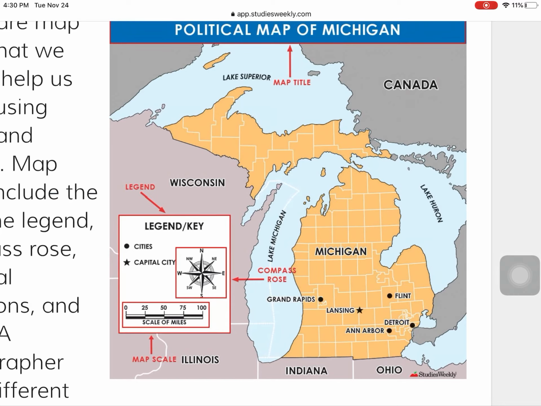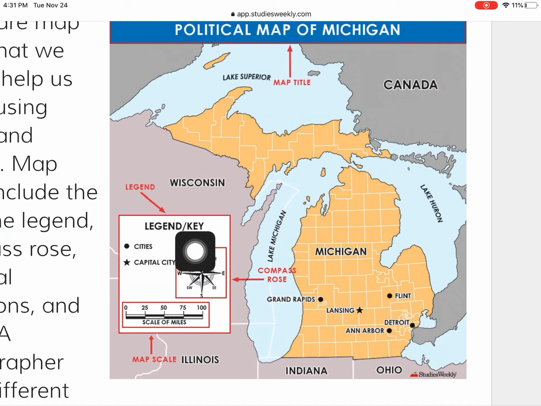So why are these important? Well, when we get a map in front of us, we want to understand that map to the best of our ability. In order to do that, we first have to understand those key features before we go into actually reading the map. So for this one here, I would look at my title at the very top, Political Map of Michigan. Map title. That is the title of this map. I can also look at this box here, this whole red box.